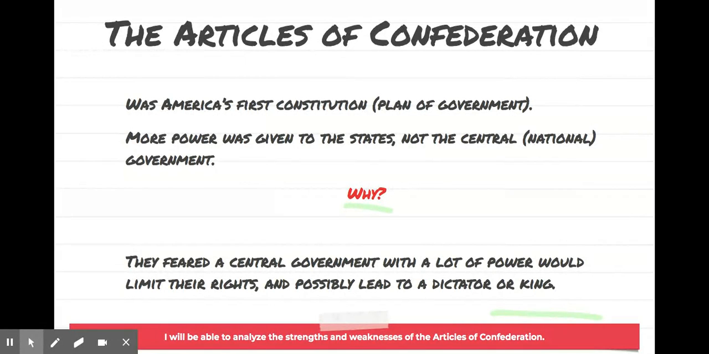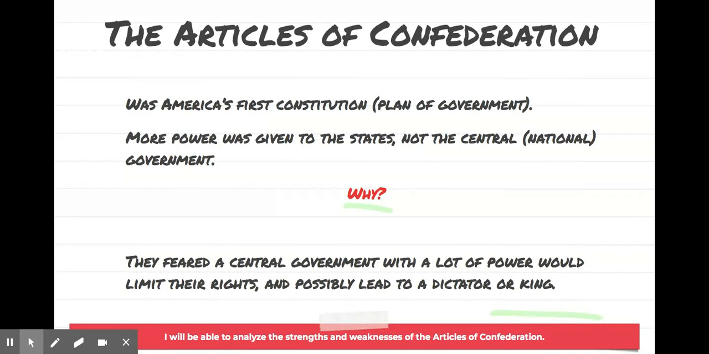Okay, now one of the trademarks of the Articles of Confederation was that it gave way more power to the states than the central government, the national government, the federal government. Okay, the federal government did not have very much power at all under the Articles of Confederation. Most of the power was given to the states.